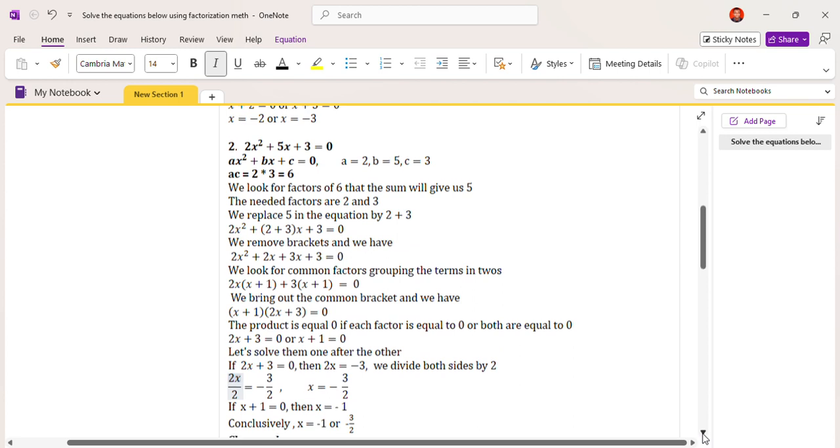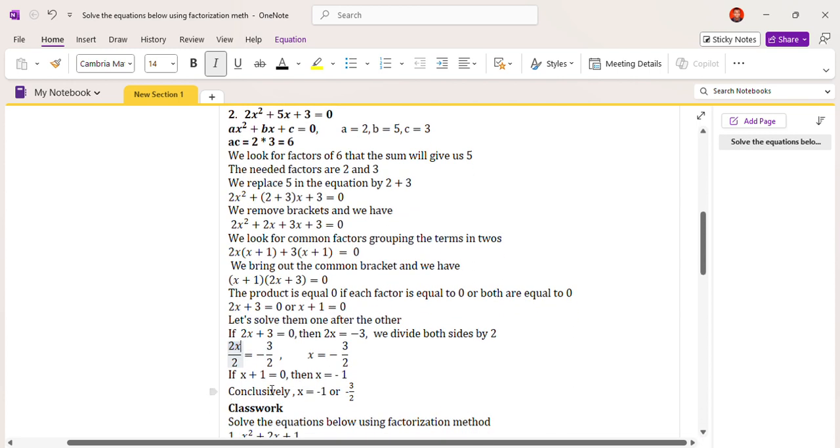Now the second part: if x plus 1 equals 0, then x equals minus 1. So conclusively, x equals minus 1 or minus 3 over 2.